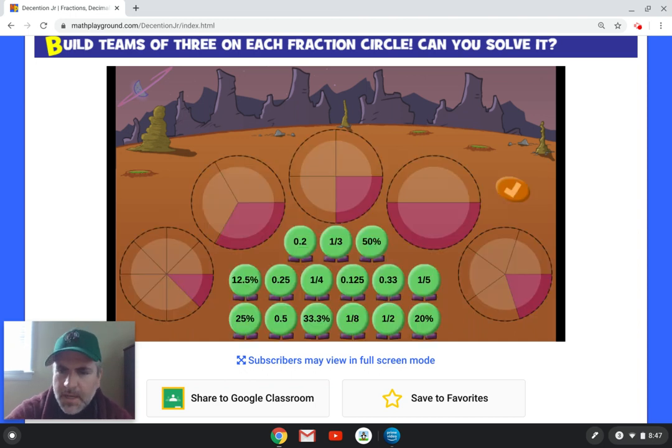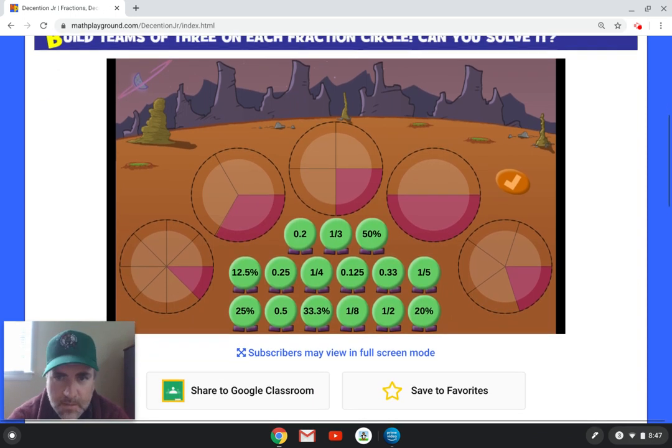So just taking a quick look at this game. There is no time limit. This is on mathplayground.com, Dissension Junior. This is a good way to practice percents, decimals, and fractions, your relationships. And also the circle graph will give you an illustration of what part of the whole is this amount, right?